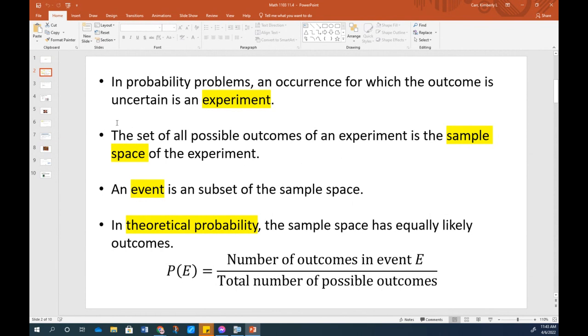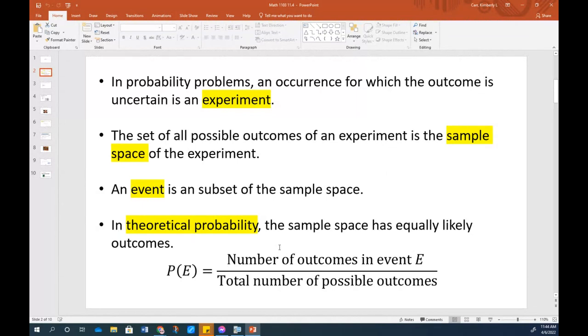When you do have a set of all possible outcomes, that set of the outcomes is called the sample space. So on rolling the die, the experiment of rolling the die, the sample space would be 1, 2, 3, 4, 5, 6. An event is any subset of that sample space. So you might just say rolling an even number, because an even number could be the 2, 4, or 6, and that is a subset of that entire sample space.